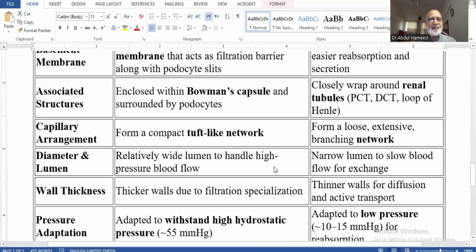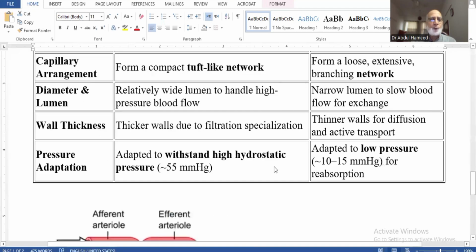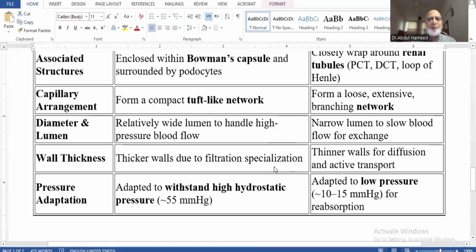So wall thickness: thicker walls in glomerular capillaries due to filtration specialization. In the case of peritubular capillaries, thinner walls for diffusion and active transport. So pressure adaptation: glomerular capillaries are adapted to withstand high blood pressure, a hydrostatic pressure of around 50 millimeter of mercury. And peritubular capillaries are adapted to low pressure, around 10 to 15 millimeter of mercury, for reabsorption.